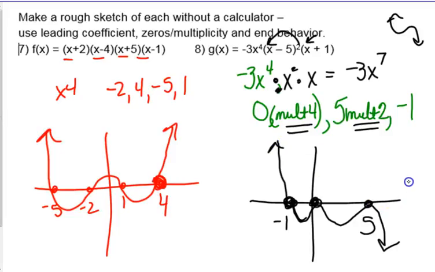Did it end up going the right way? It ended up going back down, right? Which it should be because it's odd. Everybody's okay? There are lots of checks and balances here to help us make sure we're doing these right.